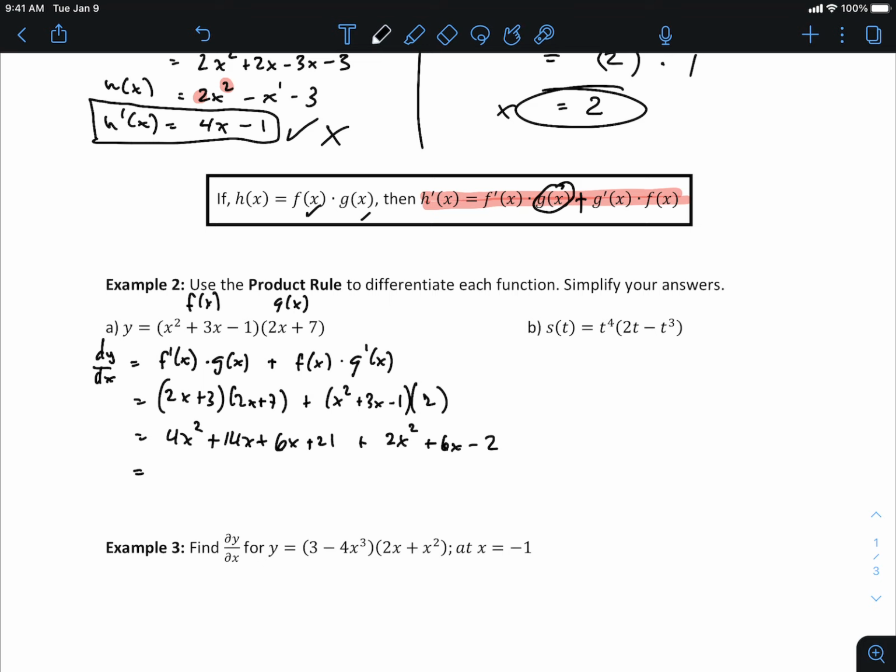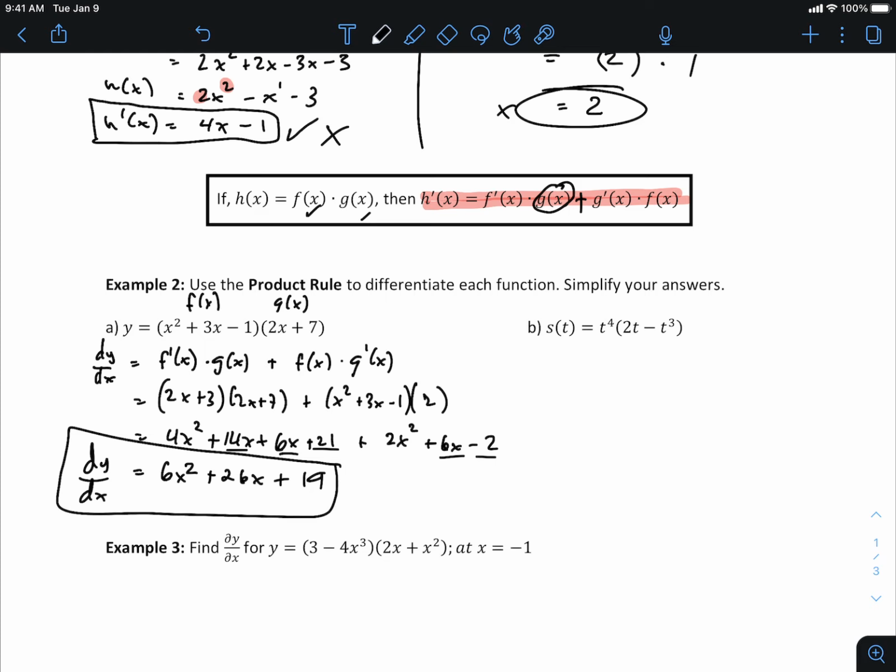You should see 6x squared. We're going to have 14, 6, and 6, so 14 and 12 should make 26x, and 21 minus 2 should be plus 19. Okay, that would be the derivative dy dx, right? Okay, then we can do the next one.